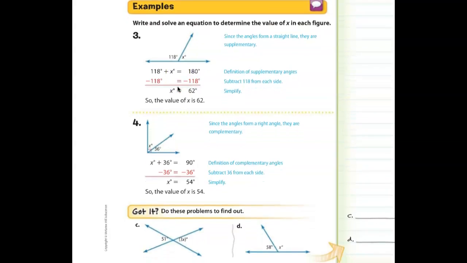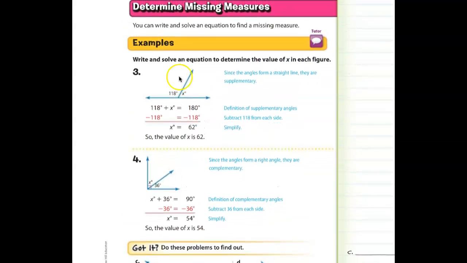Okay, we're actually going to do two more examples, and before we do that, we're going to look at two examples that are already done for us. So, determining missing measures. We're going to use what we understand now about these different angle relationships to solve algebra problems. 118 and x, these are supplementary angles because the two of them together make a straight line. Straight lines are equivalent to 180 degrees. So 118 plus x is equivalent to 180. If we subtract 118 from both sides, we discover that x is equal to 62 degrees. Very straightforward algebra there.